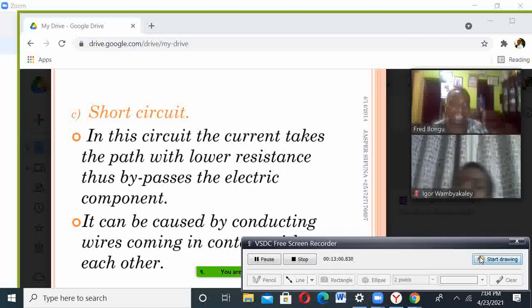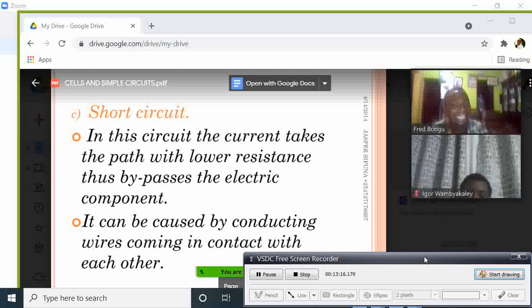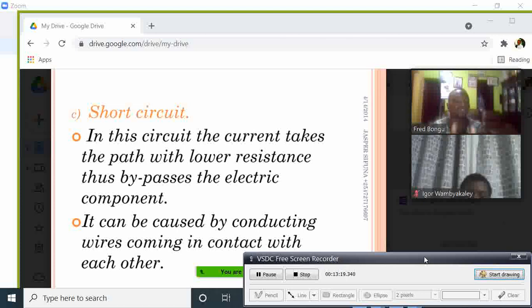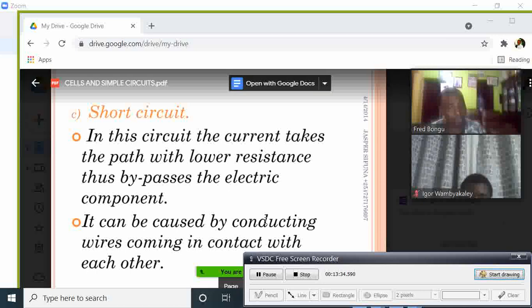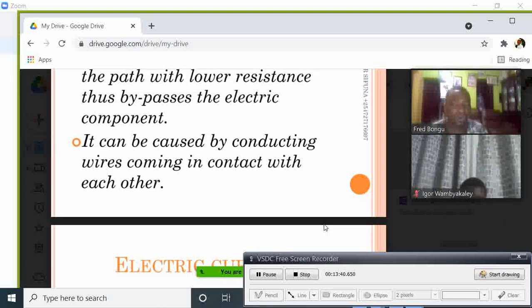Now, a short circuit can be caused by conducting wires touching by accident. Normally the wires are insulated. If insulated wires by accident come into contact, they can cause a short circuit because current will go through that place of contact. That's why we normally insulate wires; if they are naked, they can easily cause a short circuit. So in this short circuit, we are not going to have a diagram because a short circuit comes as a result of an accident.